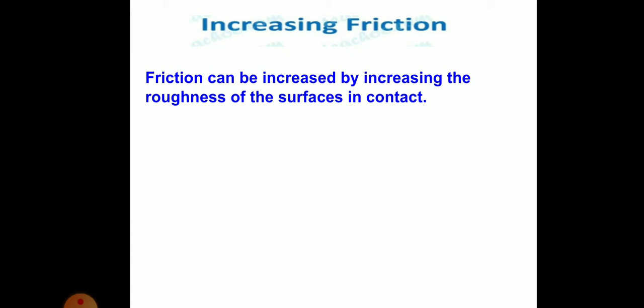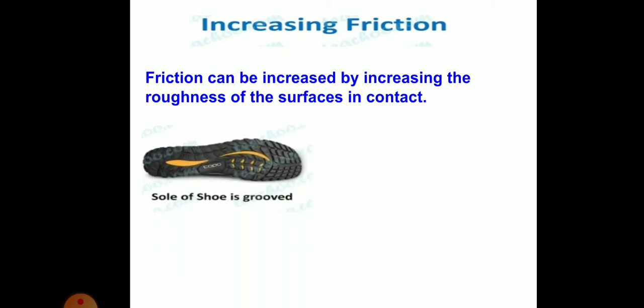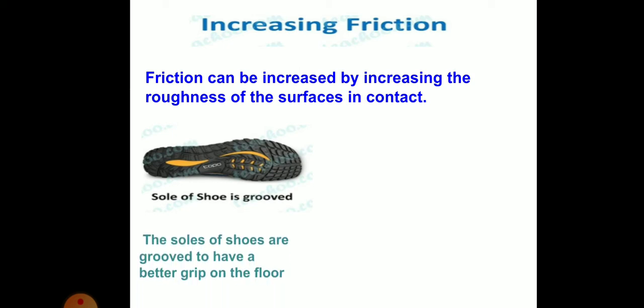So let us see which are the various methods where we can increase the roughness of a surface and where it is applied. Let us see some examples. The first example is that the sole of a shoe is grooved. Why is this done? This is to increase friction, which prevents us from slipping. So the soles of the shoes are grooved to have a better grip on the floor.